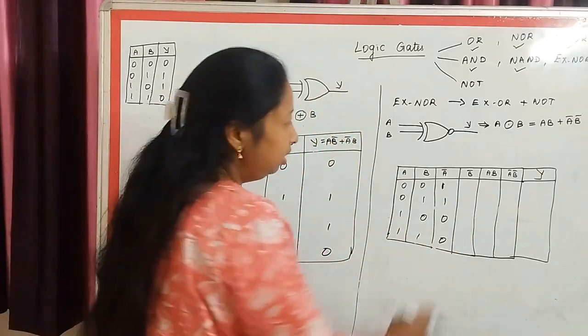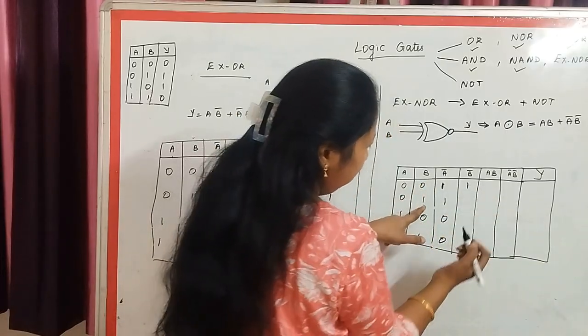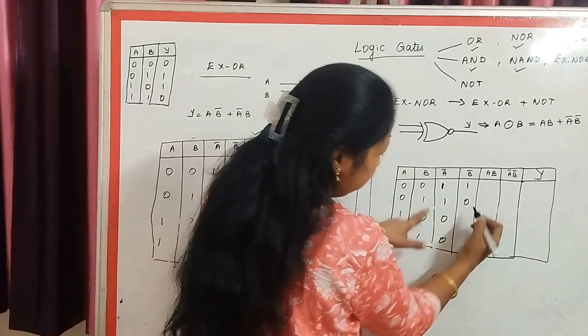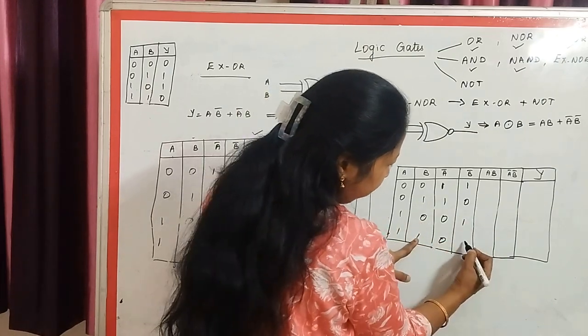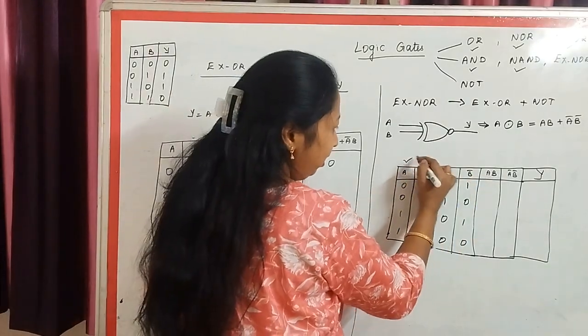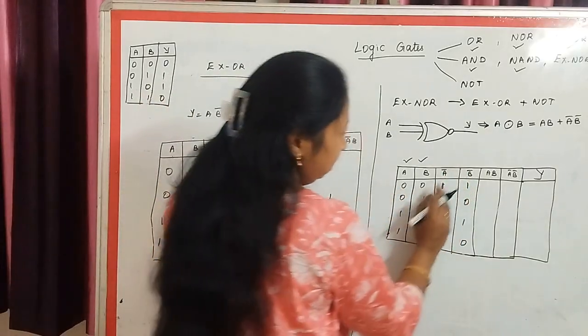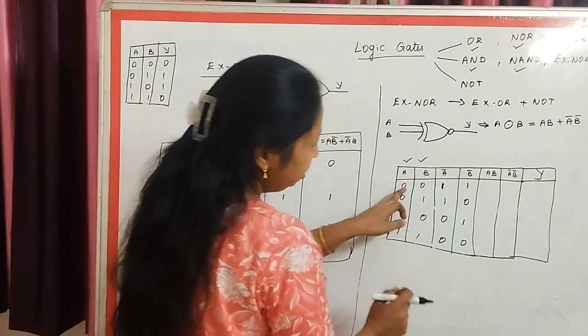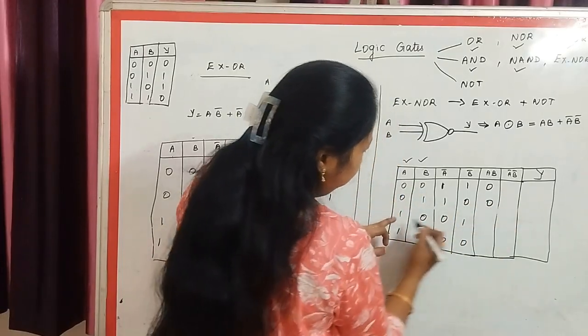Right? Now, for B bar, here it is 0. So B bar will become 1. Here it is 1. So B bar will become 0. Here it is 0. So B bar will be 1. Here again it is 1. So B bar will be 0. Clear? A, B. We have A here, B here. So product of these two. Forget about this. Consider only these two columns. 0 into 0 is 0. 0 into 1 is 0. 1 into 0 is 0.